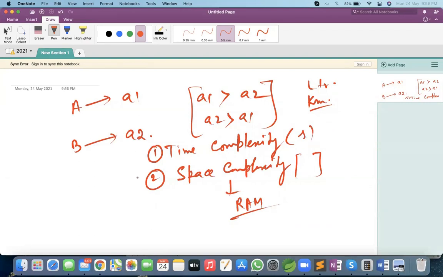Now which is more important? Yeah, I know both are important when you are talking about algorithms, but which is more important? See, by paying more money, you can buy more RAM. Okay. So if some algorithm is taking a little more RAM, but it is taking very less time, it will be preferable. Okay. So that's why in today's class, we are going to talk about time complexity.